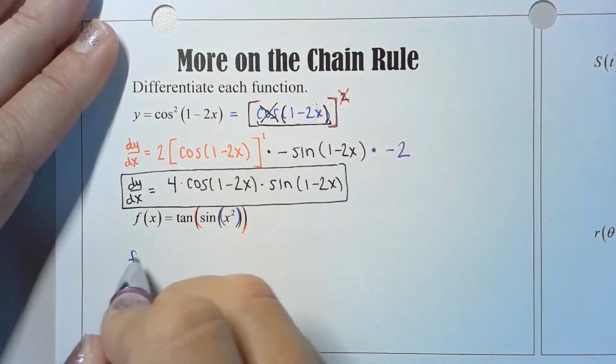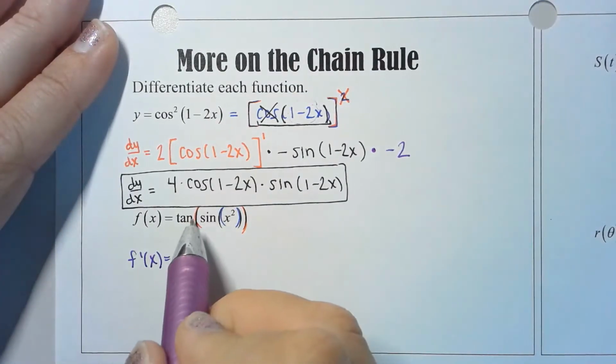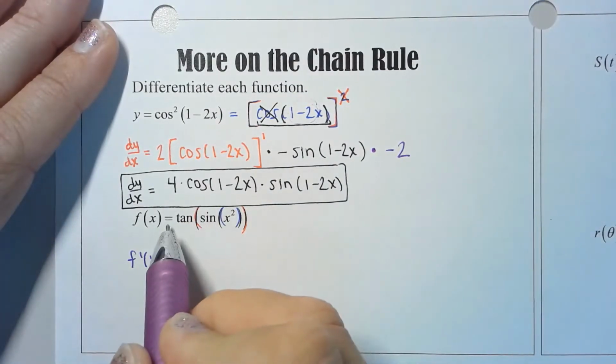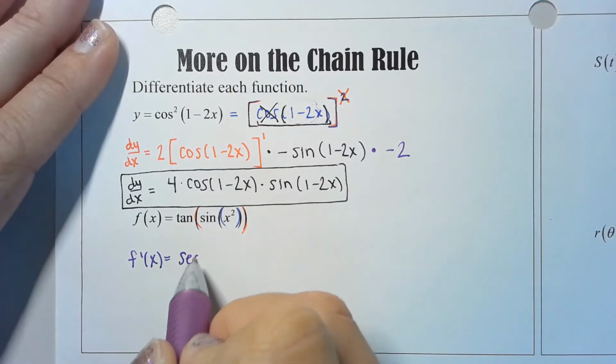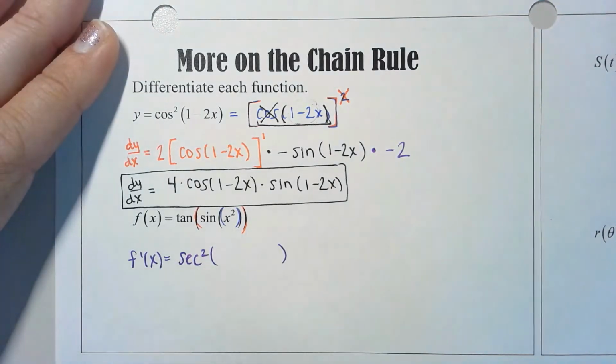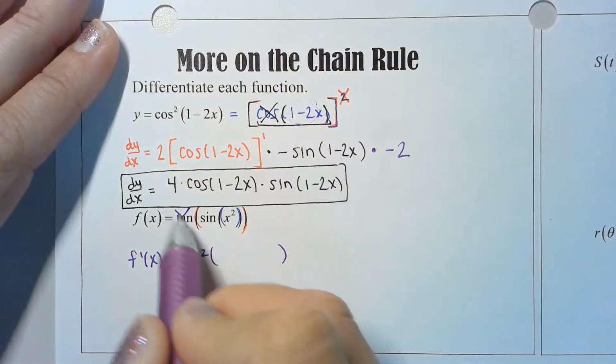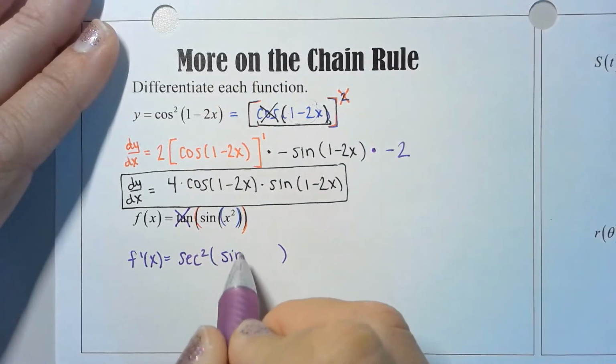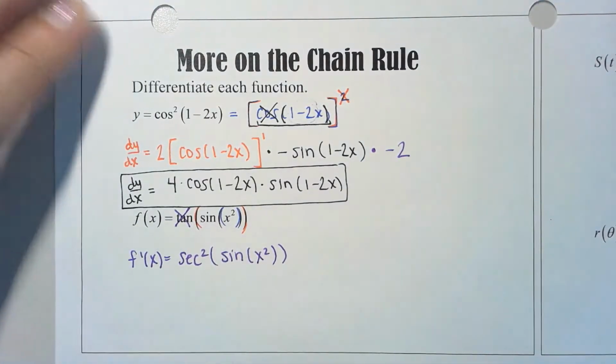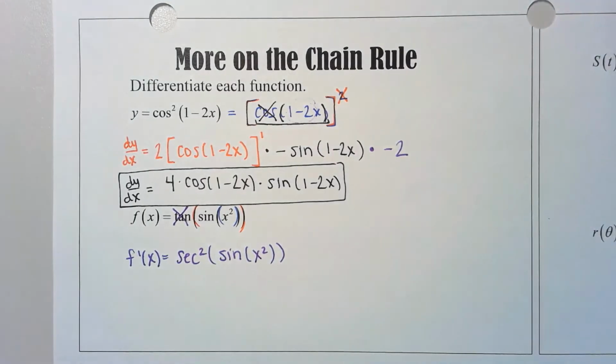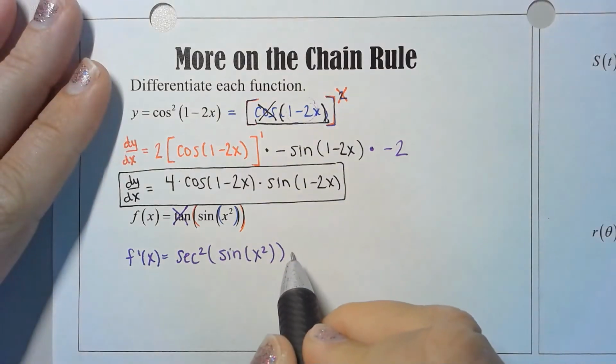So here we go. F prime of x equals, on the very outside is the tangent. The derivative of tangent is secant squared. But the inside, which is the sine of x squared, stays the same. So the tangent of the sine of x squared becomes secant squared of the sine of x squared. All right, so we just took care of that.